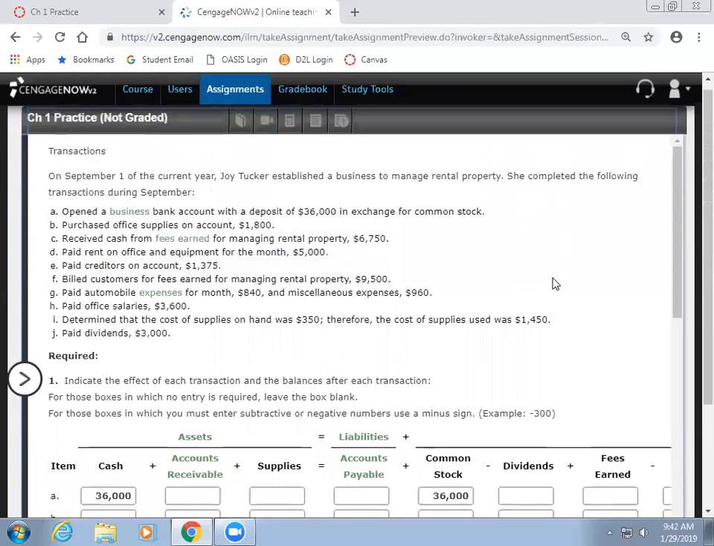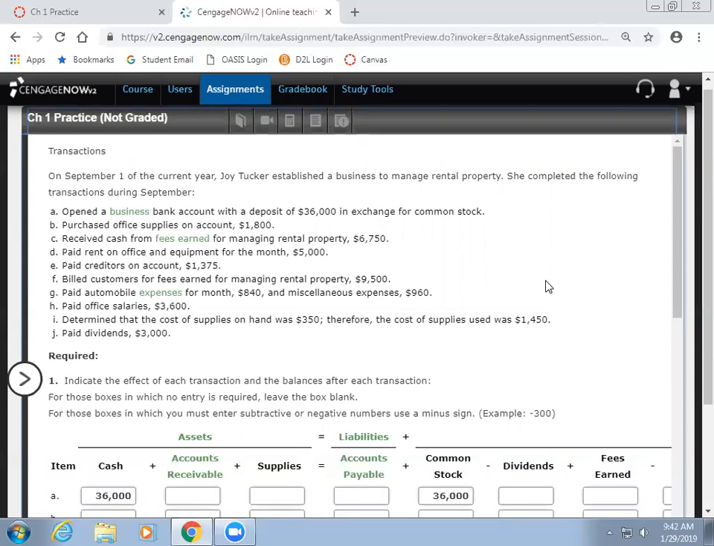So item B, we purchased office supplies on account for $1,800. So what two accounts are being affected if we purchase supplies on account? Supplies and accounts payable. Good. We have supplies, which is an asset, or office supplies. I think they just have it as supplies. Yeah, supplies. And then accounts payable, because we owe for these, we're going to pay them in the future. We're creating a liability. We're creating a debt.